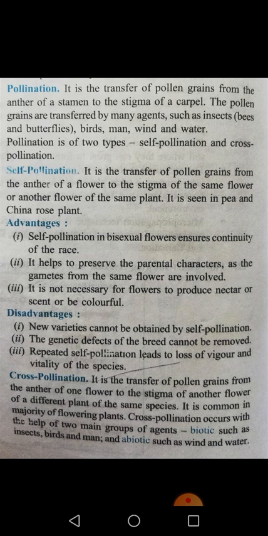Second, it helps to preserve the parental characters, as the gametes from the same flower are involved. I mean to say that there are rare chances of variation in self pollination, because the plant is the same and all the genetic characters are the same. From the same plant the pollen is released and lands on the same plant's stigma, so there are rare chances of variation. So we can pass the parental characters on to the offspring.